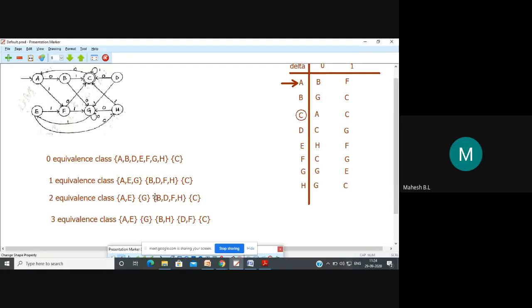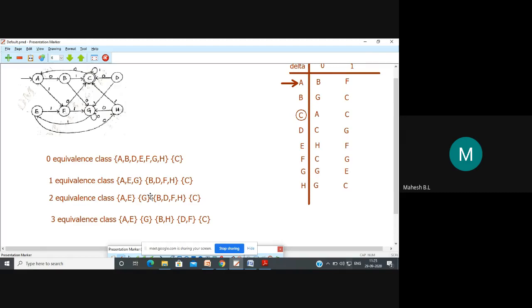Now after this you try to partition A, E. Is it possible? A: B, comma, F. B is here, F is here. E: H, comma, F. H is here, F is here. So A on 0 this class, on 1 this class. Similarly, E on 0 this class, 1 this class. That's why A, E cannot be partitioned. G cannot be partitioned. B, H: G, C, G, C. They cannot be partitioned. D, F: C, G, C, G. They cannot be partitioned. C anyhow single element. That's why this is the final DFSM.